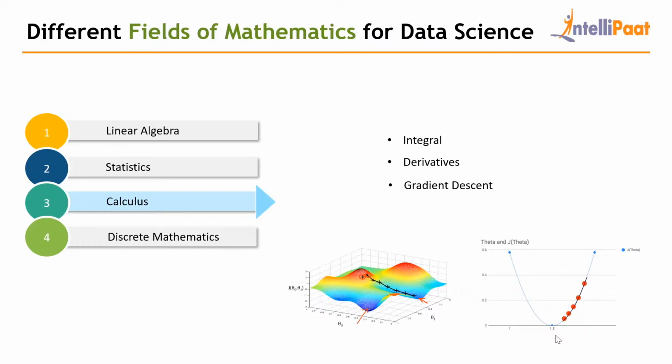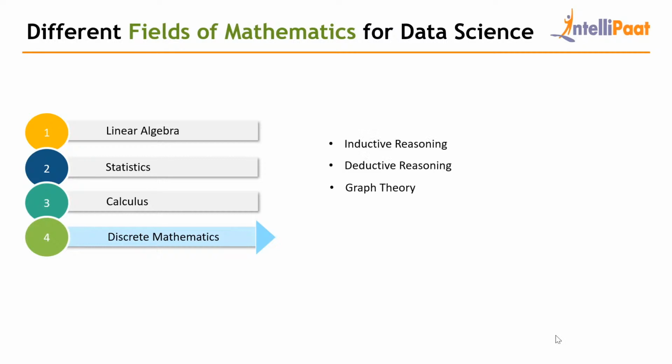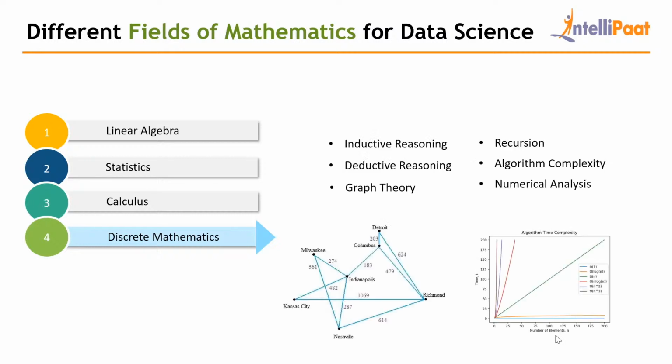Now the next one is discrete mathematics. So there are various things: inductive reasoning, deductive reasoning, graph theory, recursion, algorithm complexity, numerical analysis. These are the components, the techniques and methodologies that we use in data science for evaluating the model, optimizing it, and designing its structure and actions.